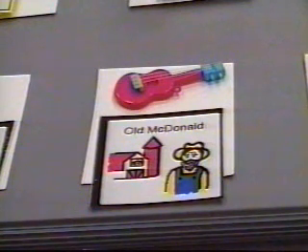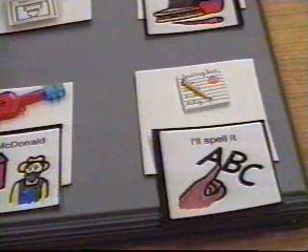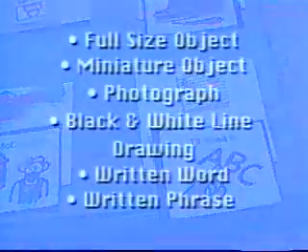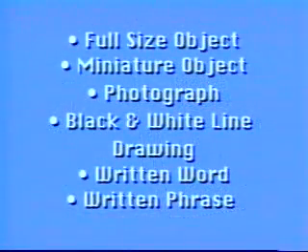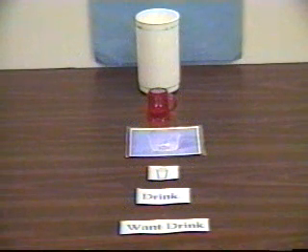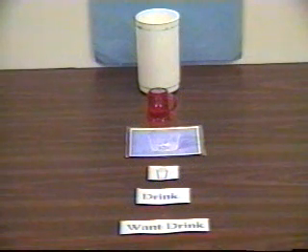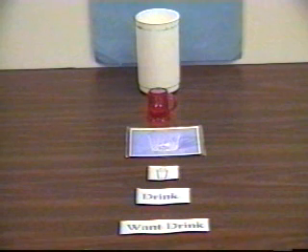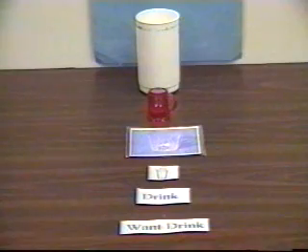For a given concept or activity, this includes the full-size object, miniature objects, photographs, colored drawings, black and white line drawings, written words, and written phrases or sentences. This hierarchy represents drinking. Each level is more abstract than the preceding. By pairing the current level with the next higher level, you increase opportunities for learning. Remember to start with the level that best meets the student's current ability.